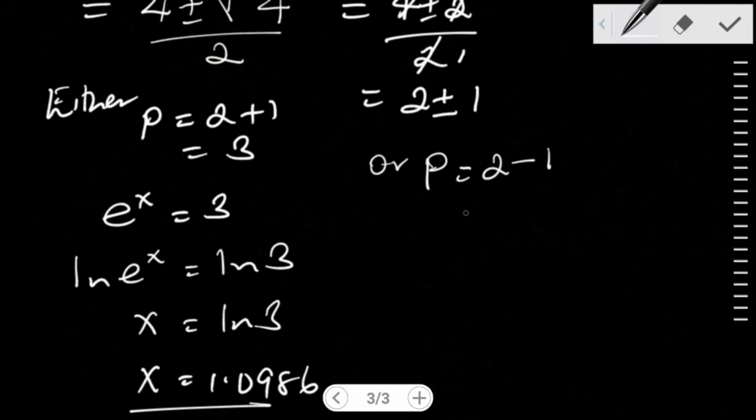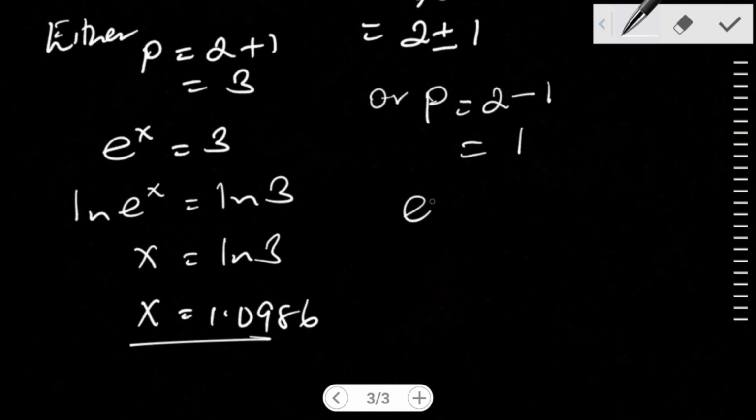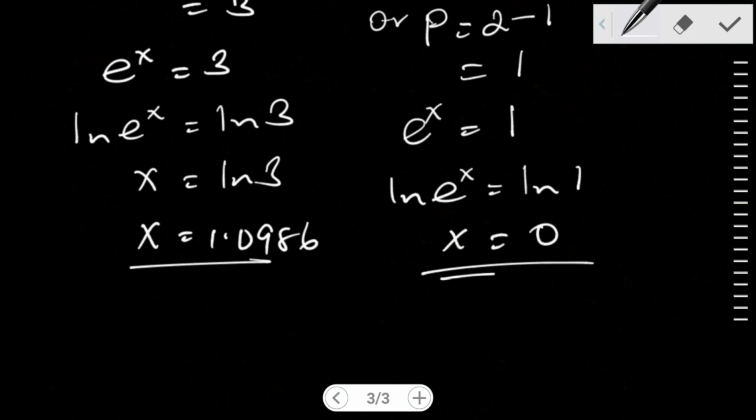And for the second case, for the OR part, p is equal to 2 minus 1, of which this would be equal to 1. Therefore e to the power x equals 1. Therefore if we introduce ln, ln of e to the power x equals ln of 1, of which ln of 1 is 0. So I'm going to have here x equals 0 in this case. So this is how we determine the value of x for this example.